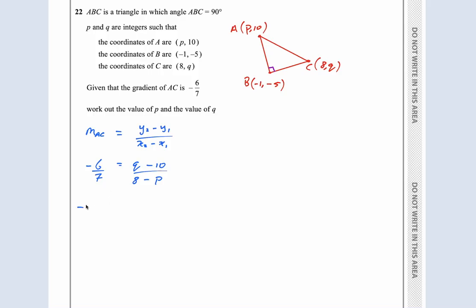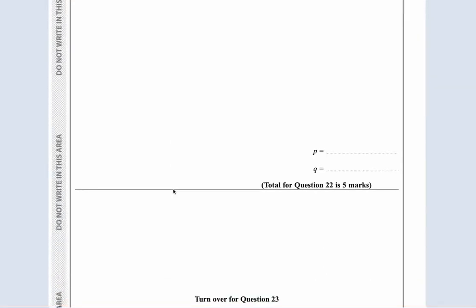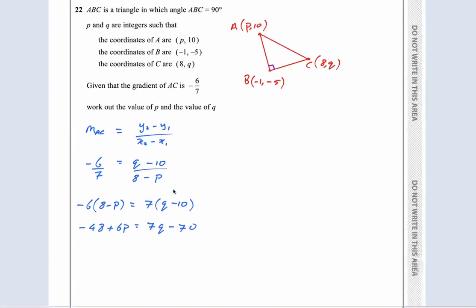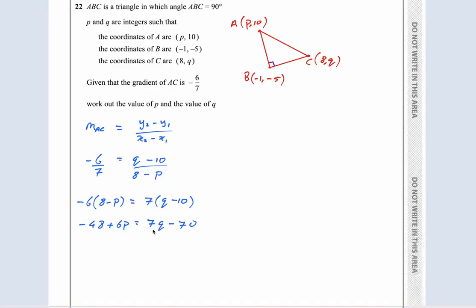I'm going to cross multiply: -6 times (8 minus P) equals 7 times (Q minus 10). Hope you're all okay with that. I multiply across to get rid of the denominators. Multiplying this out, -48 plus 6P equals 7Q minus 70. Now this is obviously going to be a really hard question, but everyone can certainly get to here, and I think that's worth a mark. Let's check how many marks this whole thing is worth. It's worth 5 marks, over 2 pages. It's going to be a long question, but we can all get this for sure.